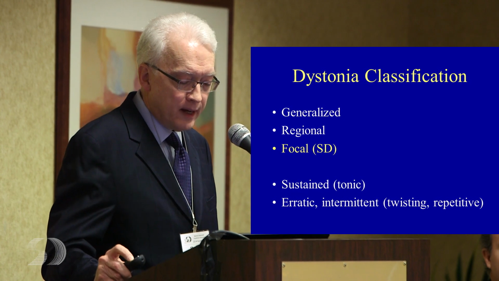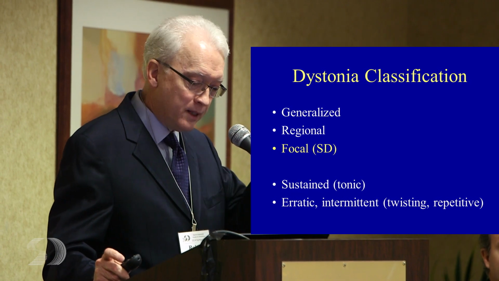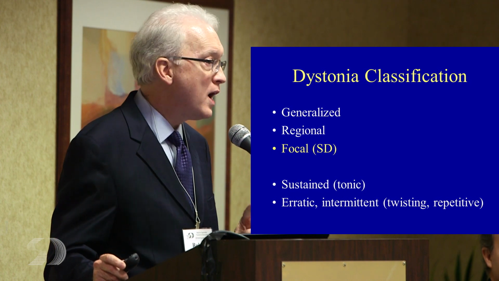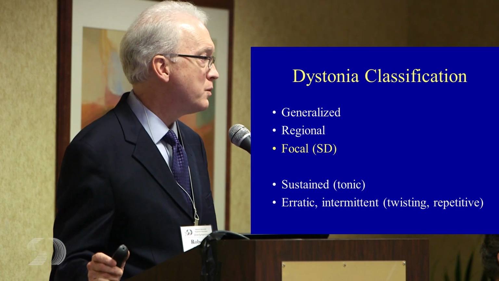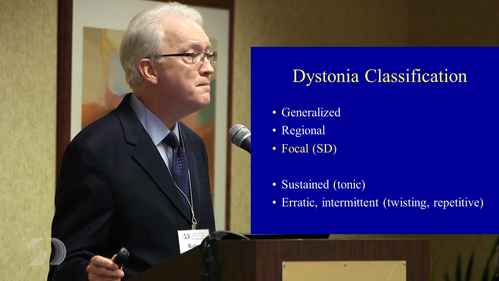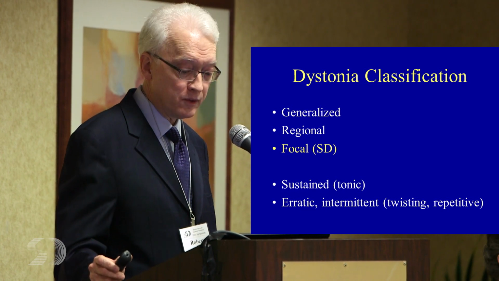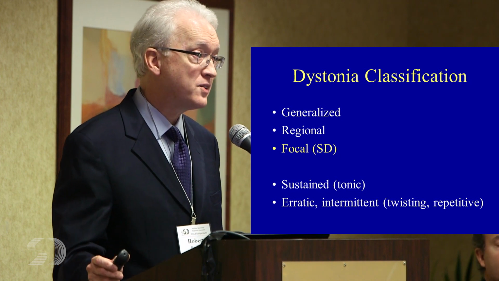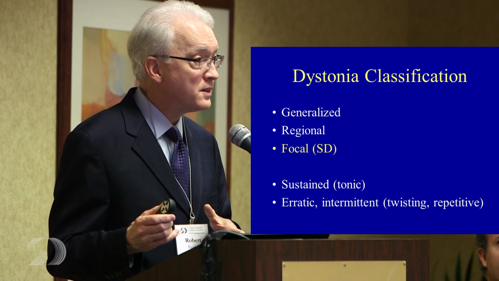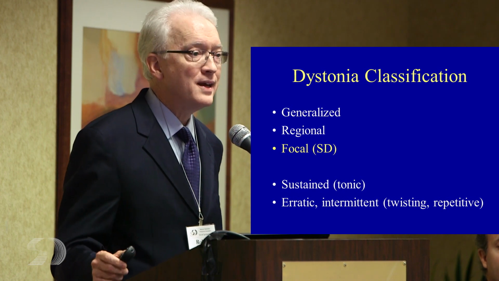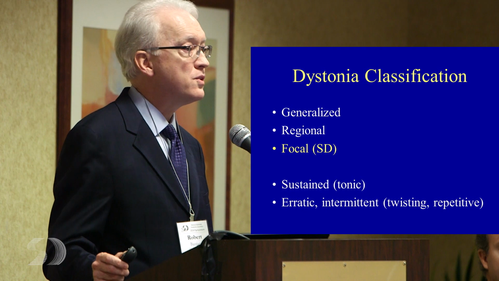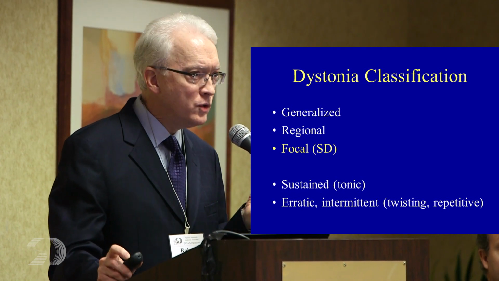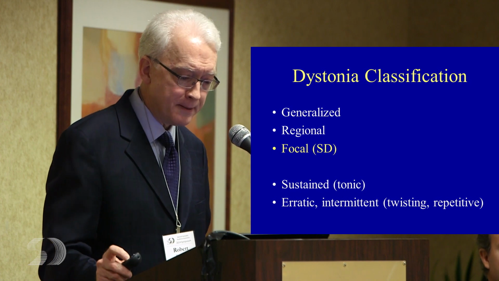Now back to this big classification. If you look at the bottom, there are two varieties that I think are useful to distinguish, because it's the source of a lot of misdiagnosis or missed diagnosis. It is the difference between what I call a tonic variant of SD, which is more of the sustained kind of muscle contraction, or the erratic and intermittent, which is the more classic form of spasmodic dysphonia. So I think it's useful to keep those kinds of things in mind.